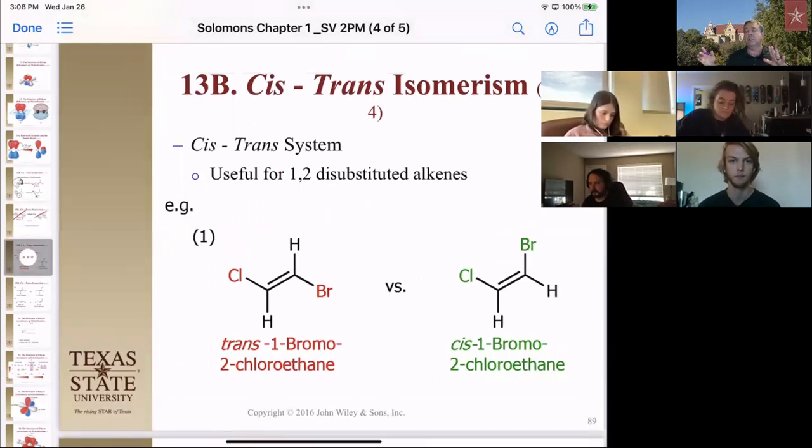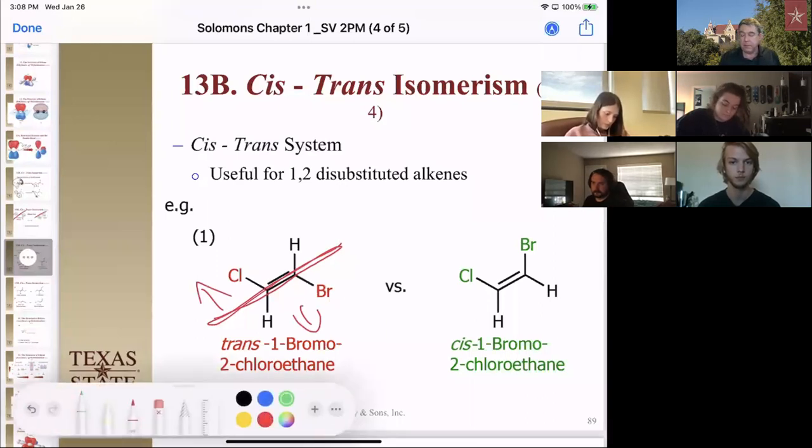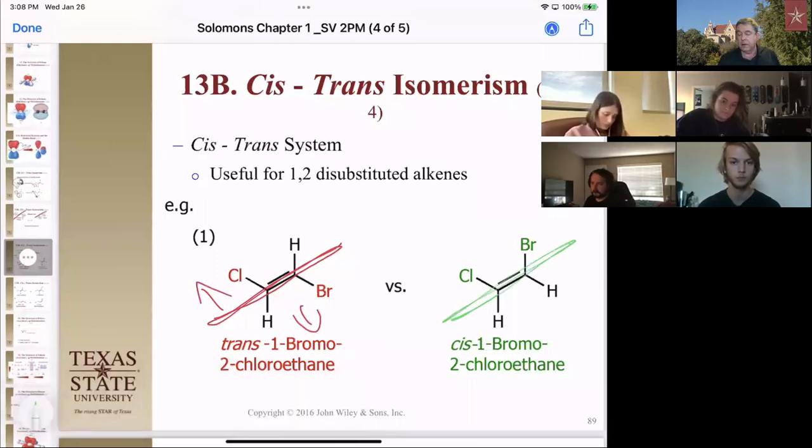We have a huge chapter on that in chapter 5. We'll do that more during that time. But I want to show you here that we can do that with groups that are anything other than hydrogen that are substituted. And so the first thing we do is draw our line here. And we see that the chlorine is on the opposite side of the bromine, giving us the trans bromochloroethane. And if we do the same thing for this isomer here, both the chlorine and the bromine are on the same side, so that would be the cis isomer.